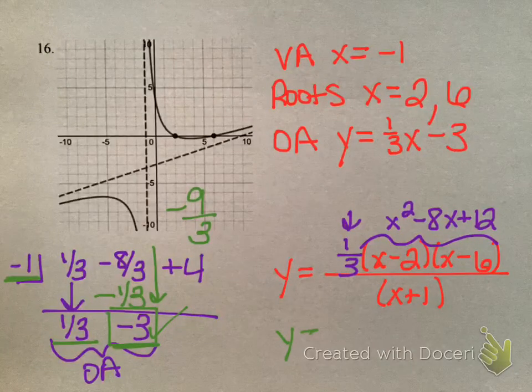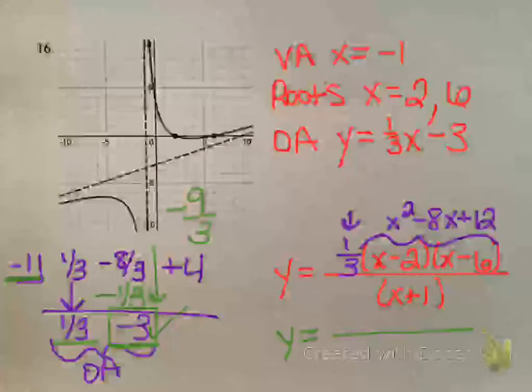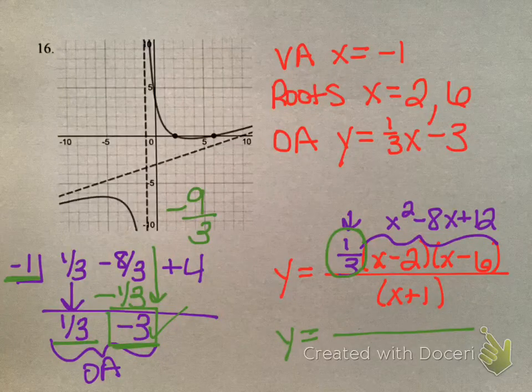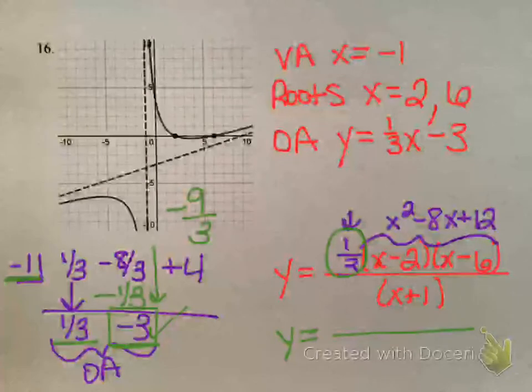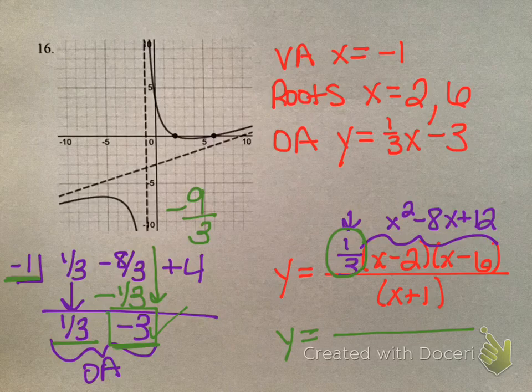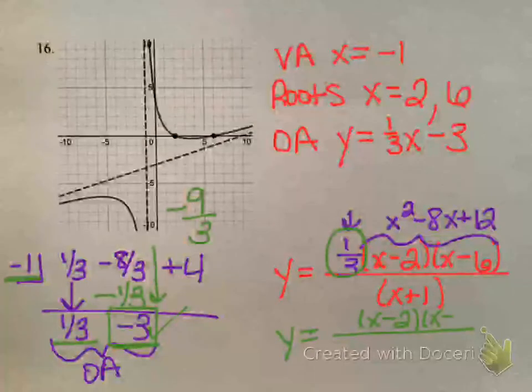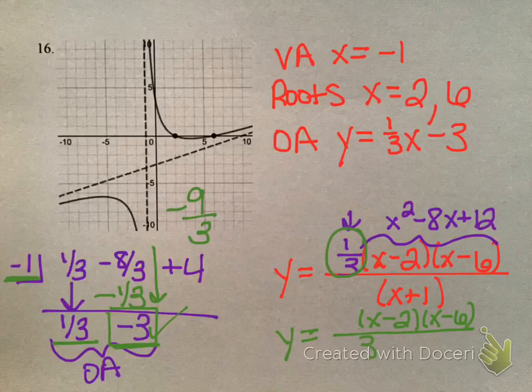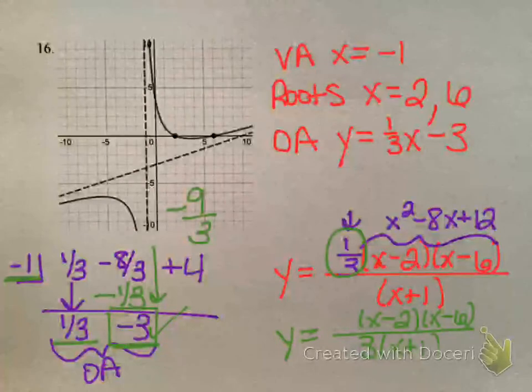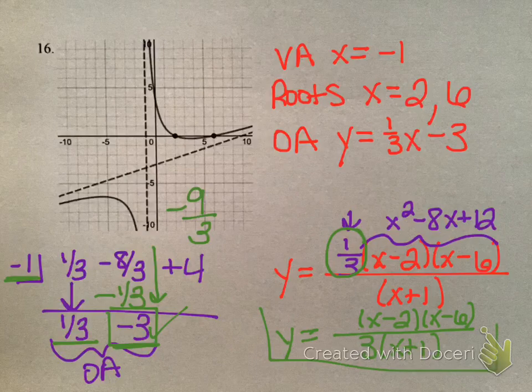And then our last step, once again, is that you will usually not see us leave a 1/3. Even if the 1/3 was on the bottom, we still would have rewritten it. We don't leave embedded fractions in our answers. And so we would more than likely write it as x minus 2, x minus 6, and then put a 3 in the denominator with the x plus 1. And that would be the answer for that rational function.